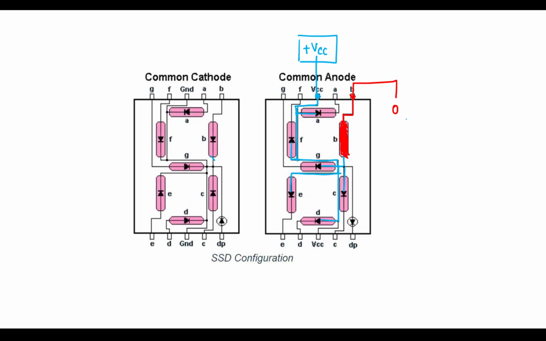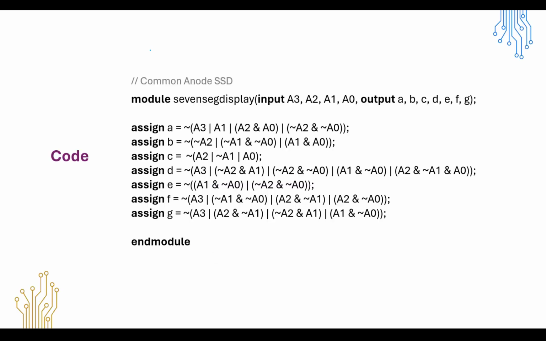Okay, so it is not that we have to recalculate the whole thing all over again. Instead of having a high input for a particular LED to glow, we're going to give a low input. So whatever function you had, just that there is a NOT that I have added in front of all of these expressions.